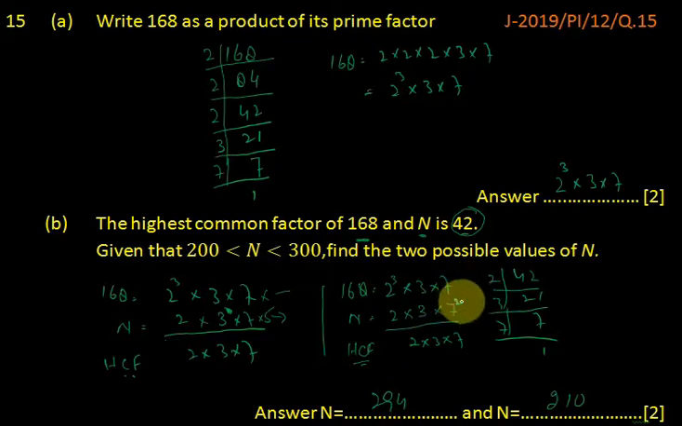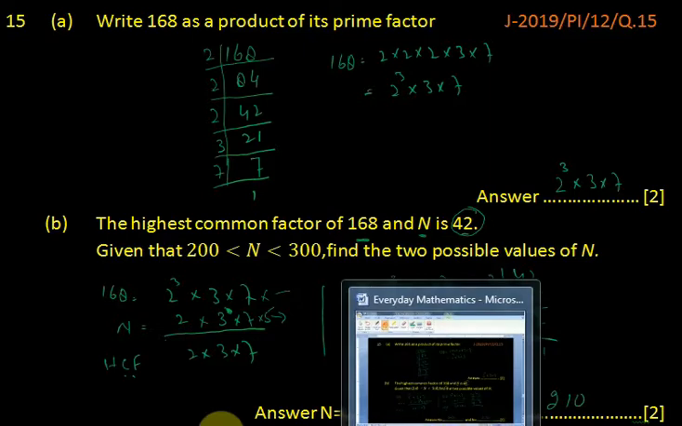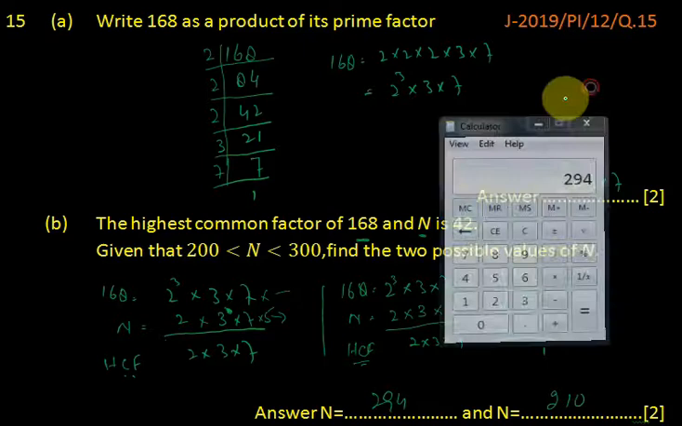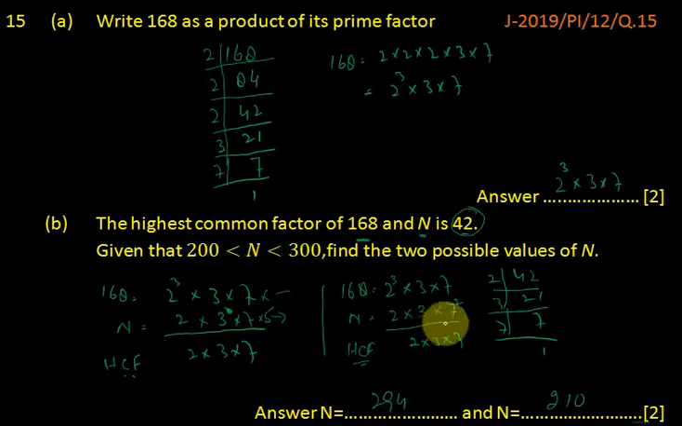Suppose we use 7 squared. When it takes 7 squared, it becomes 7 multiplied by 7 multiplied by 3 multiplied by 2. It becomes 294. So 294 is within the range of n. So when we compare the two numbers, we took the common factor with the lesser power to get the HCF. So 7 is common and the lesser power is 7. We took this 7, and we also took 3 as common and 2 as the lesser. So this is the answer.